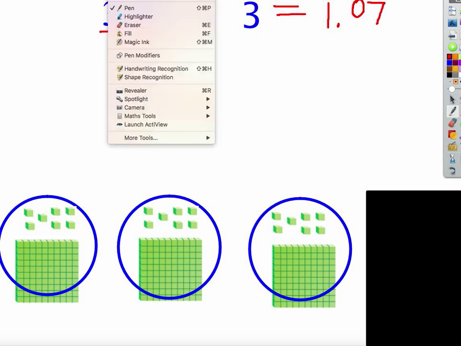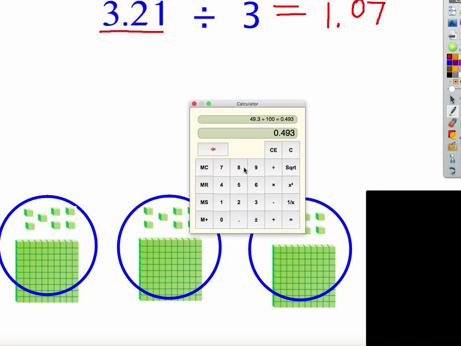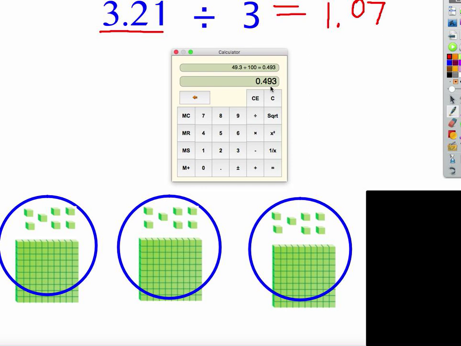Now if I check my work using a calculator, I check 3 and 21 hundredths divided by 3, I should get 1 and 7 hundredths, and I do. That's how you do the drawing method with division of decimals.